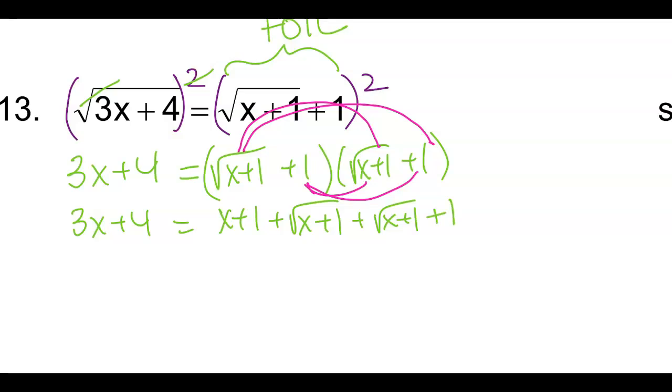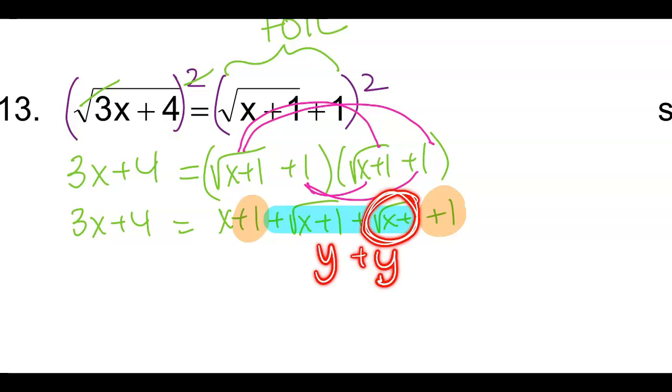Now I need to combine my like terms. Be careful here, guys. First thing I need to combine are the 1's, so just these two 1's in the middle and end. And I'm also going to need to combine both of these radicals. Both of these radicals are acting as y plus y. It's the exact same thing. All of this radical is acting as one big, kind of like variable.